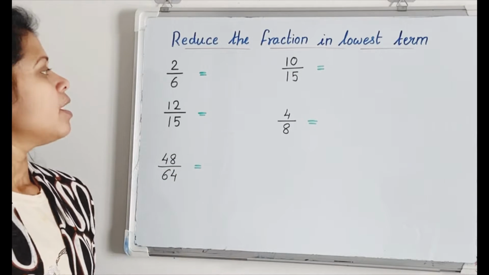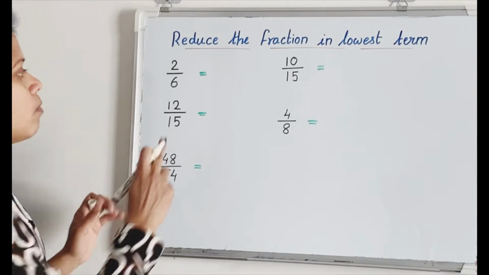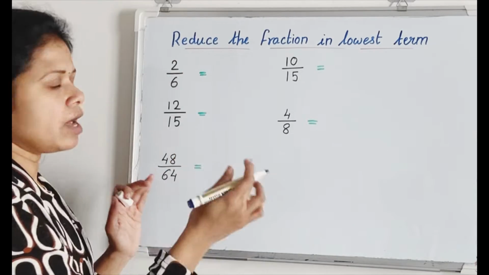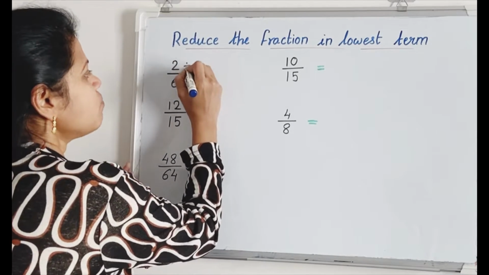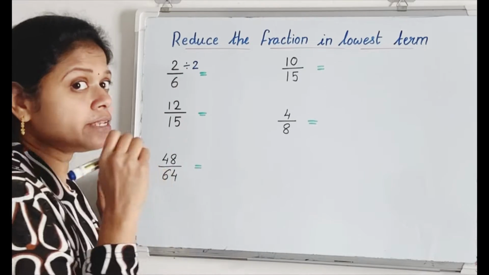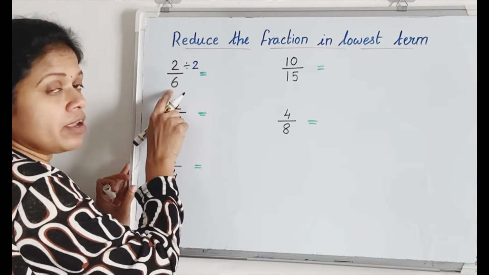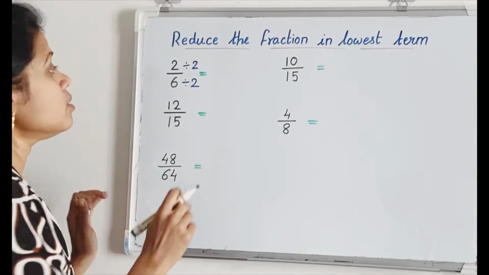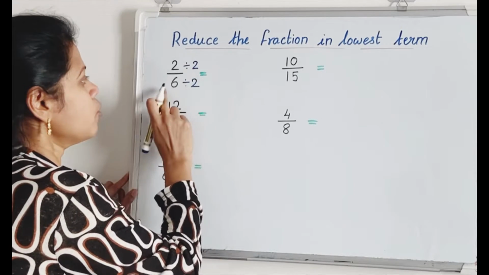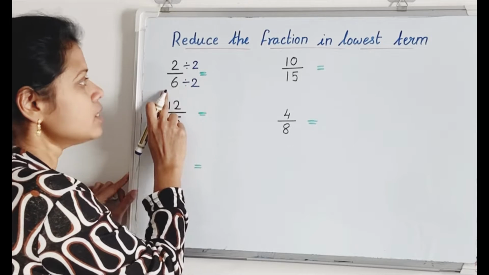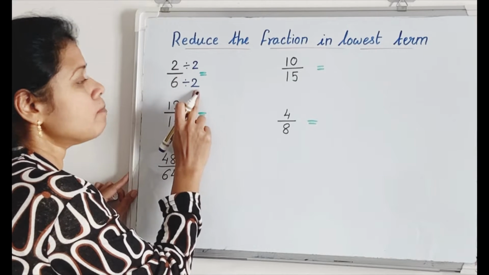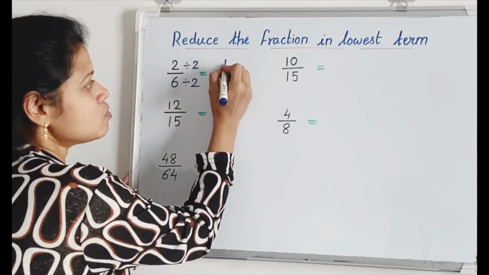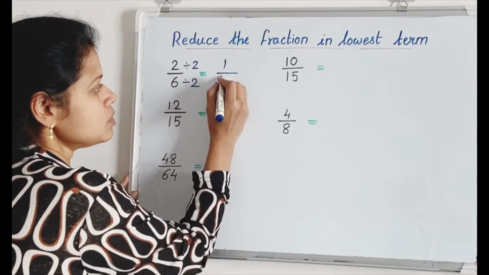Yes, there is a common factor. The common factor of both these numbers, 2 and 6, is 2. So if it has a common factor, then divide the numerator and denominator by that common factor. Here the common factor is 2, so I am going to divide the numerator and denominator by it. 2 divided by 2 is 1, and 6 divided by 2 is 3.